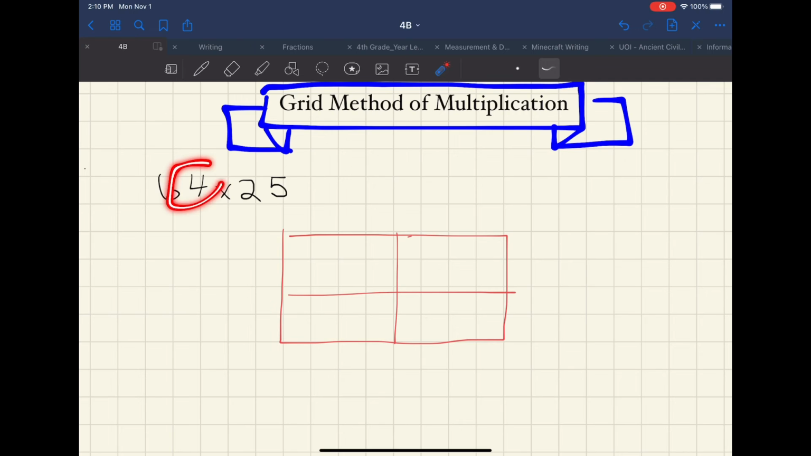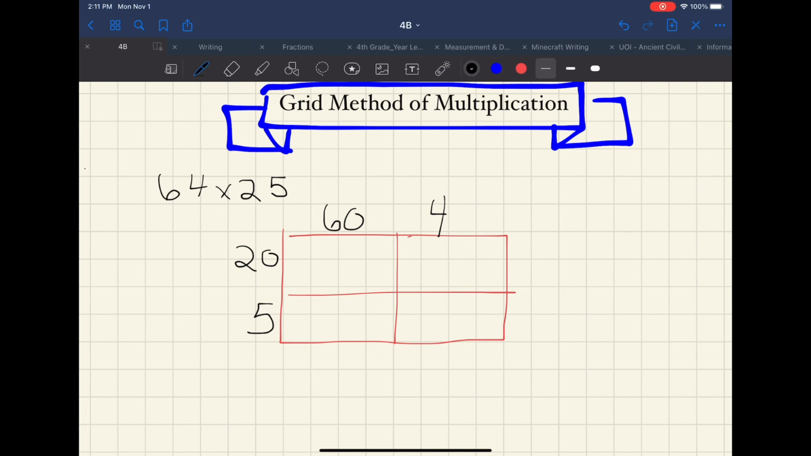I'm going to partition the 64 on the top as a 60, so it'll be 6 tens and then 4 ones. And then on the left hand side, I'm going to partition the 25 as 2 tens, as in 20, and then the 5 here. Now, what I am going to do is multiply to fill these boxes.